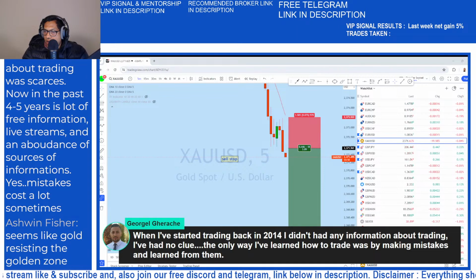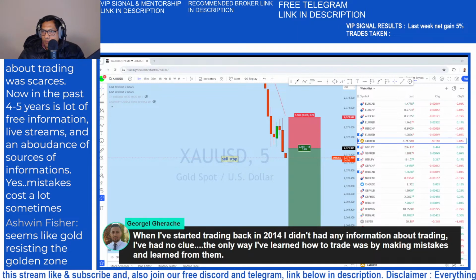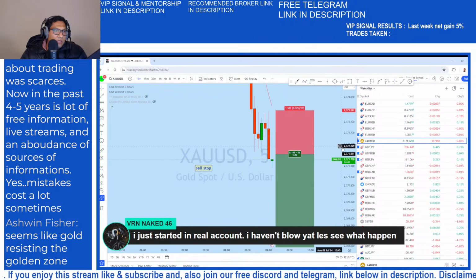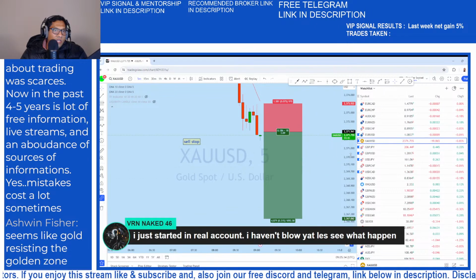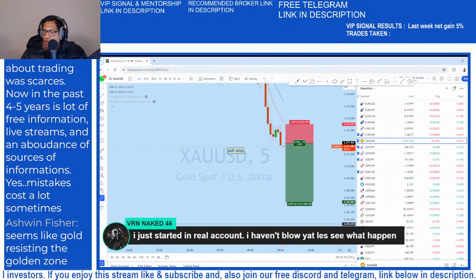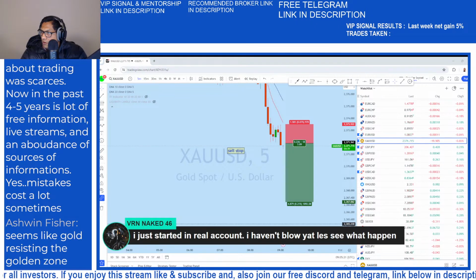Just started in real account. I haven't blown it yet. Let's see what happened. Okay, we saw the gap opening. Now this gap opening in the 5 minutes, expecting it to give us some advantage. Let's see what's happened. I'm short on gold currently at entry.